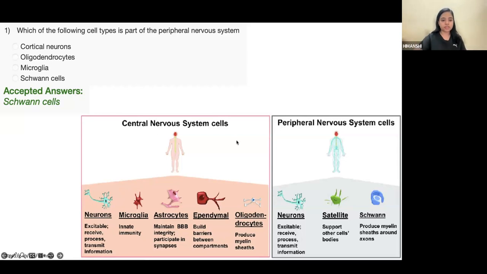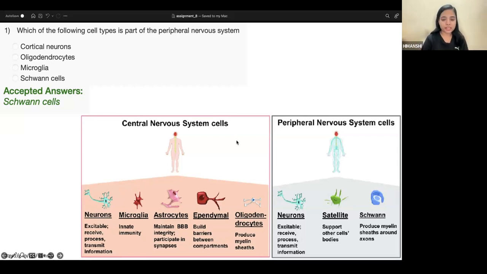So in the central nervous system, the basic cells present in the CNS are neurons. Obviously, neurons have to be there. So what are the characteristics of a neuron? Neurons are excitable. They can receive, they can process, they can transmit information. What about microglia? Microglia belong to the central nervous system, and they provide innate immunity in the central nervous system.